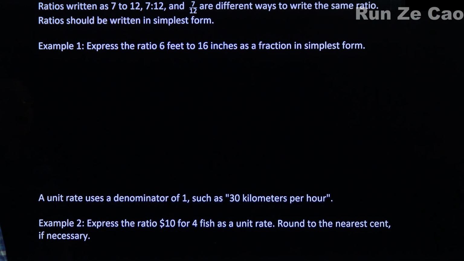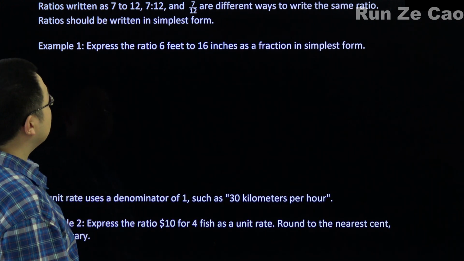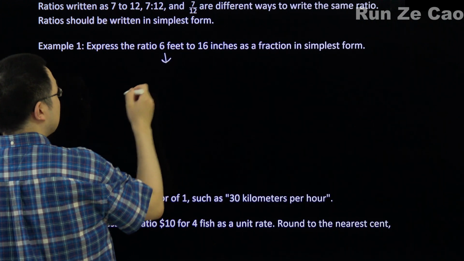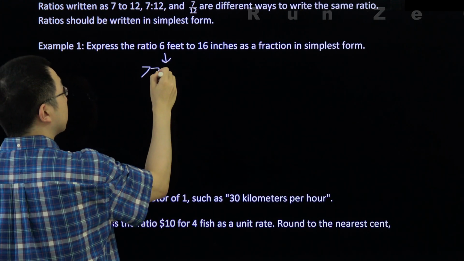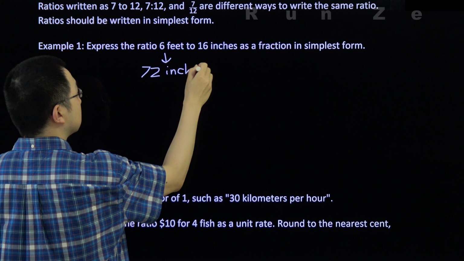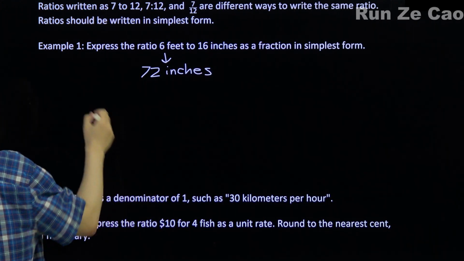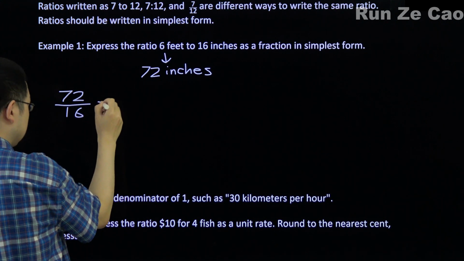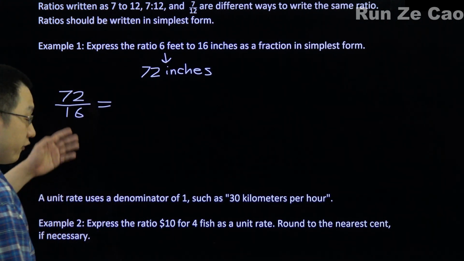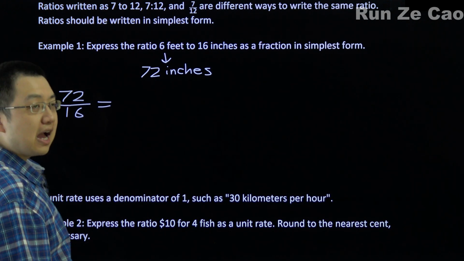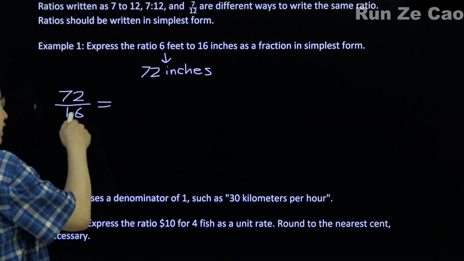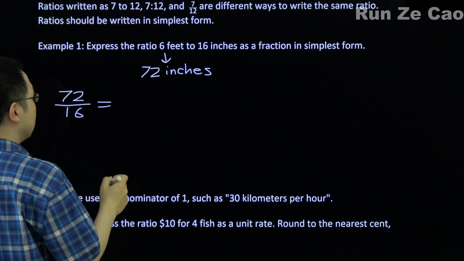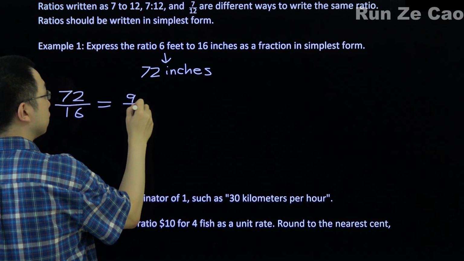Now, example 1. Express the ratio of 6 feet to 16 inches. Well, 6 feet is 6 times 12, or 72 inches. So, 72/16 is equal to, 72 is 8 times 9, 16 is 2 times 8. So, you got 9/2.